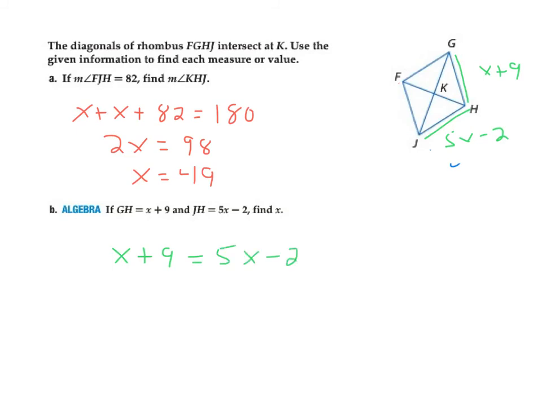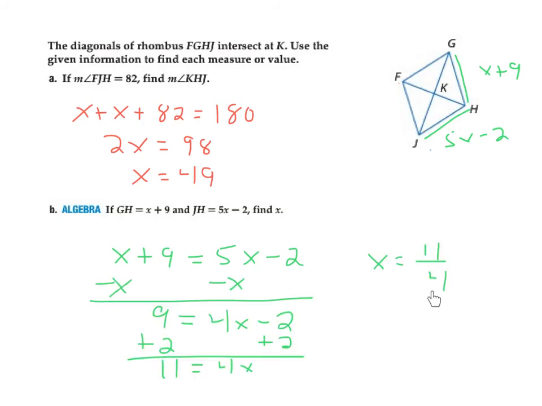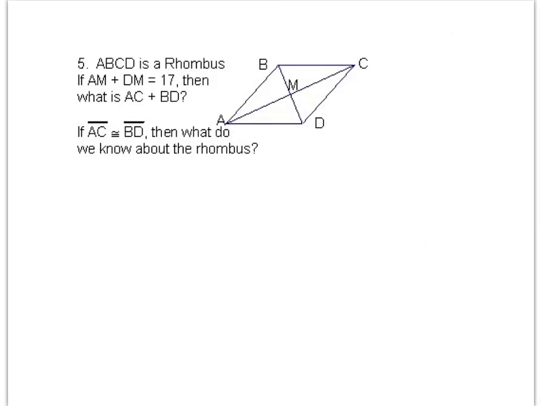Go ahead, stop the tape, and solve that for x. Okay, you should have found that x is 11/4, or if you prefer, 2 3/4, or 2.75. I set these two things equal. x plus 9 is equal to 5x minus 2. I subtracted x from both sides, so I got 9 is equal to 4x minus 2. I added the 2 to both sides. I get 4x is equal to 11. And then I divided both sides by 4, and that's how I got x is equal to 11/4, or 2 3/4.